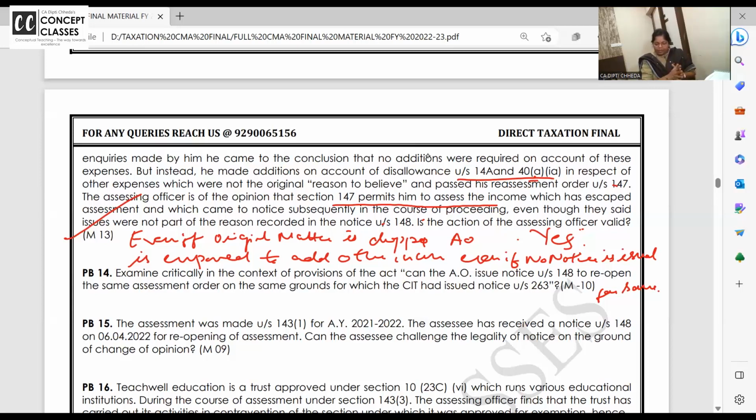Can they cover that also? See, they are asking you only, even though they said this issue was not a part of the reason. When I've sent you the notice, I'm saying I'm going to add this and all. So can we add other things? Yes. Even if it is not covered in the notice? Yes.